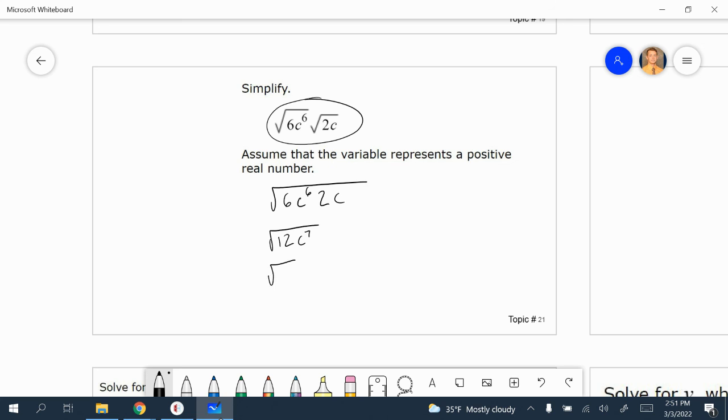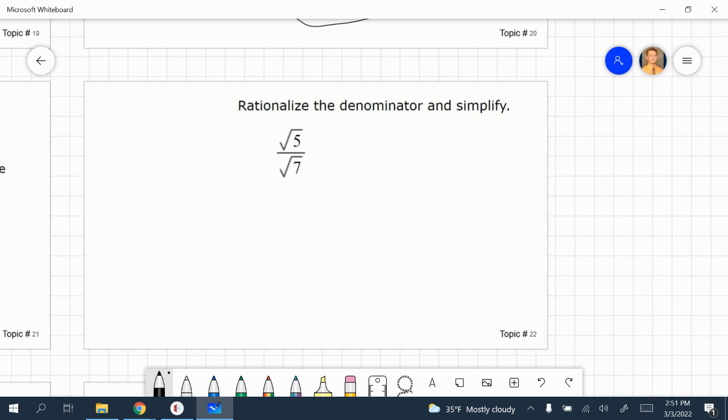So I can separate this into the square root of 4 and the square root of 3 for that 12. And then the square root of c to the 6th and the square root of c. So then we would have, let's see, the square root of 4 is 2. We've dealt with that. The square root of c to the 6th is c to the 3rd. We've dealt with that. And then everything else will go under the radical. And we're finished.